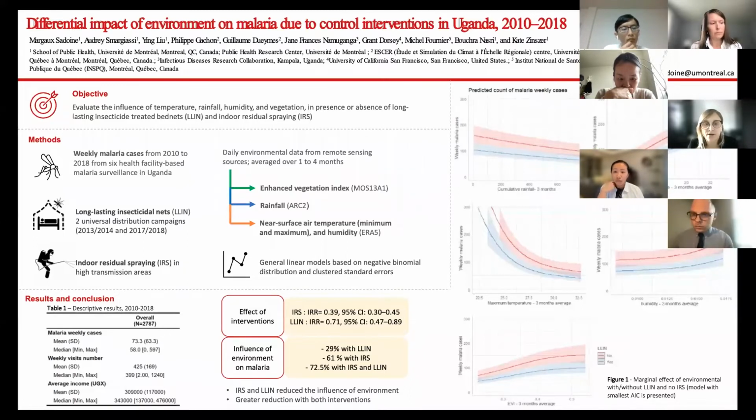These are preliminary results, and we will explore the interaction between environmental variables and the intervention in the future to see if there is a protective or non-protective effect of the intervention depending on the level of the environmental variables.